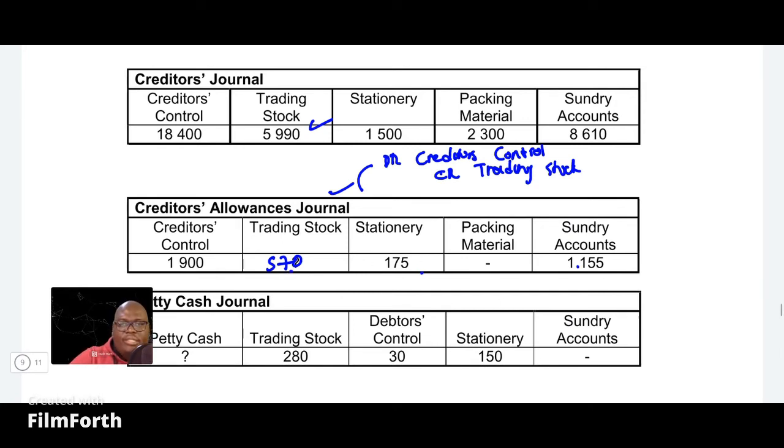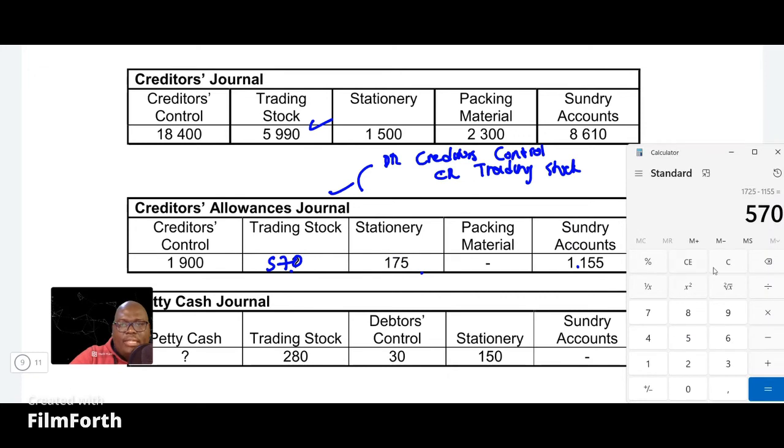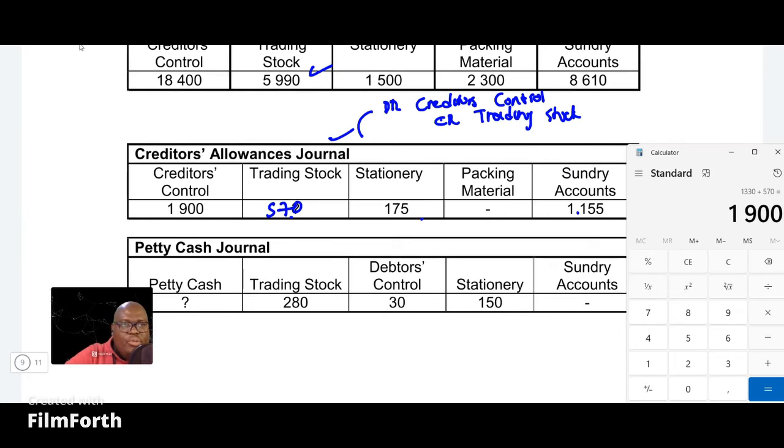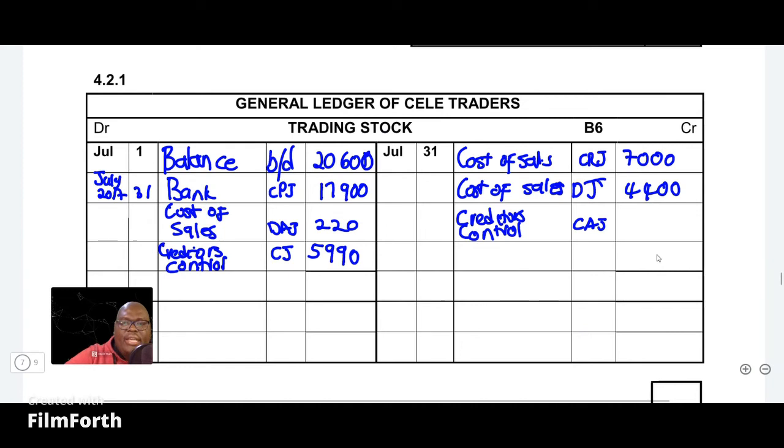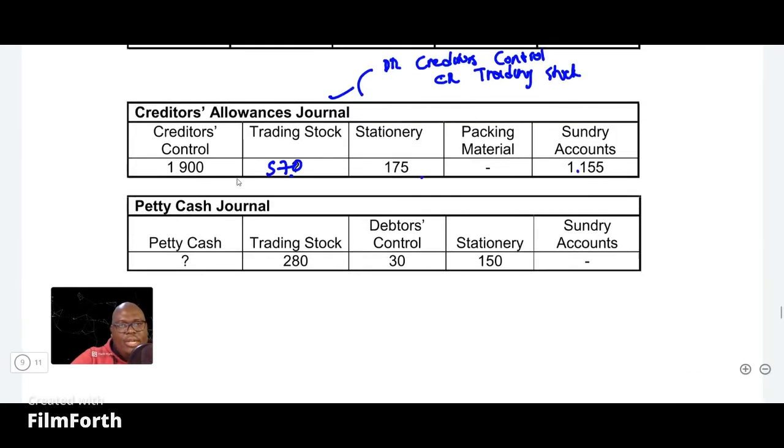So maybe let's try and confirm that. 1,155 plus 175 and then plus 570. Yes, it is giving us 1,900. So we're supposed to have 570 here. Remember, we are retaining this stock, so we're supposed to have 570 here. And then from there you go to the next account and check what exactly you are supposed to do.